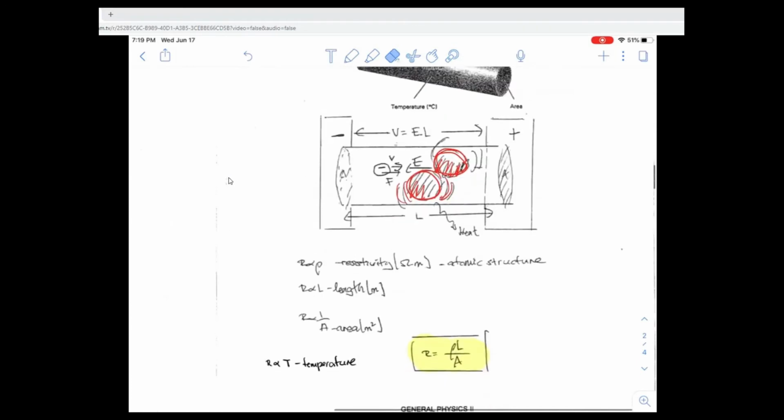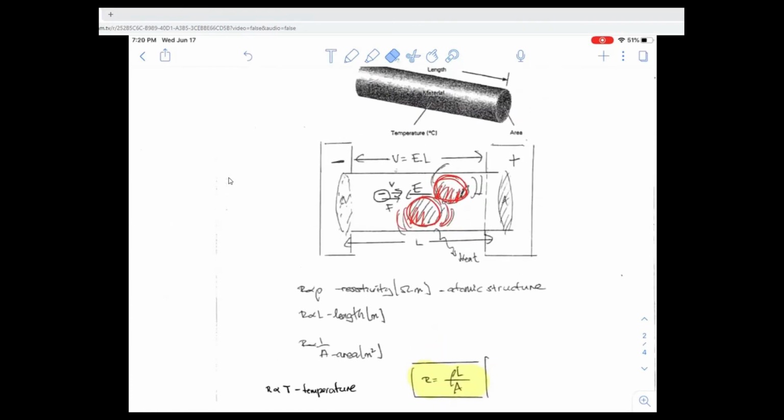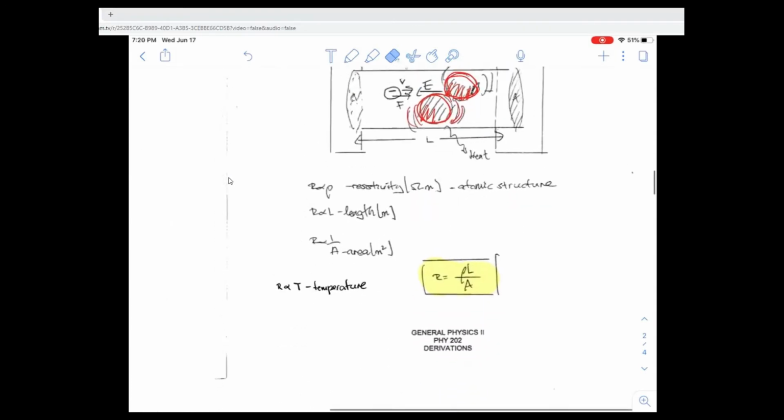Overall, though, here's what you get. What does resistance depend on? It's going to depend on the resistivity of the material.